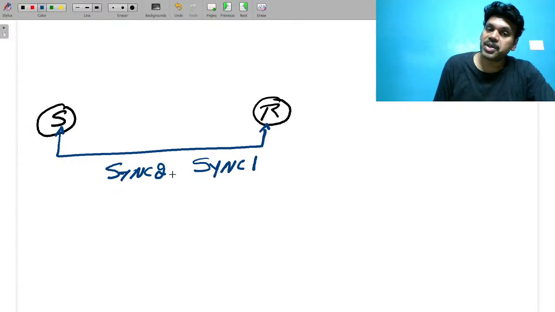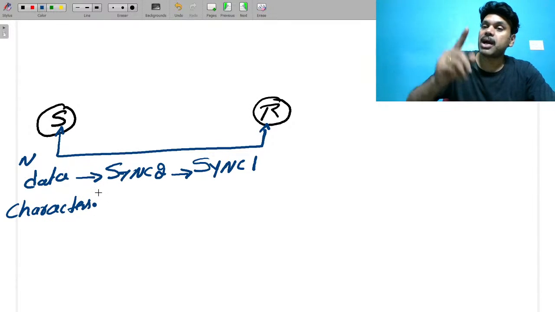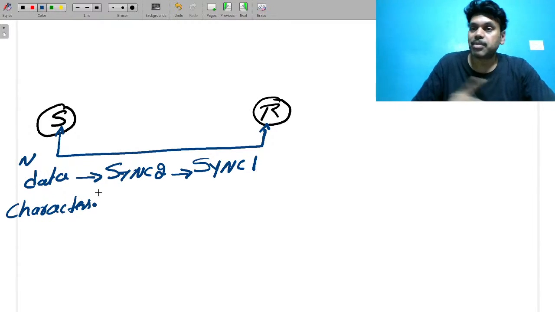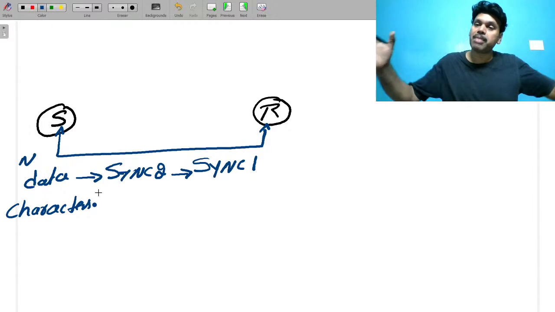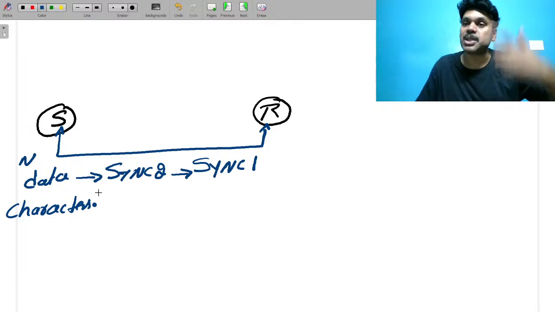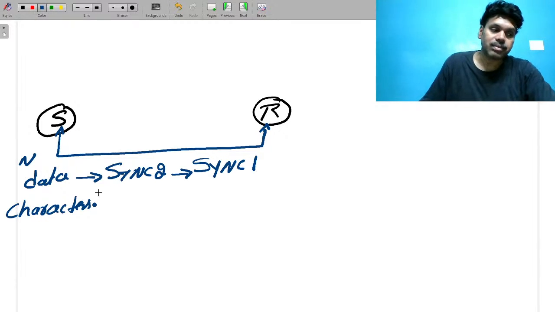So first we release synchronous characters to the other party. Then we start transmission of what? N data characters. But in asynchronous, we transmit one pattern equal to one character. Here, a long pattern or a long frame consists of a huge number of data characters preceded by 1 or 2 sync characters. Therefore, my dear friends, the overhead is less.